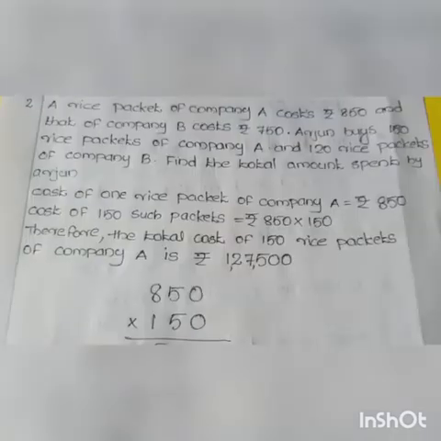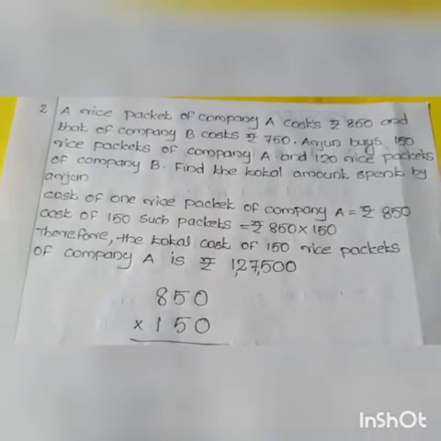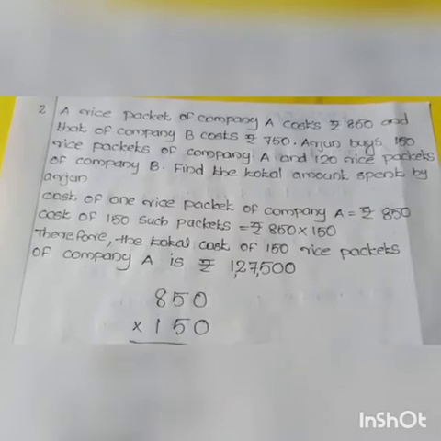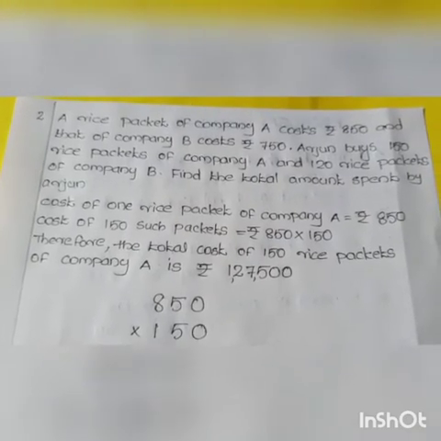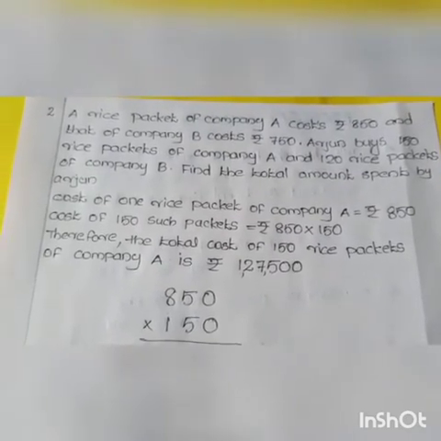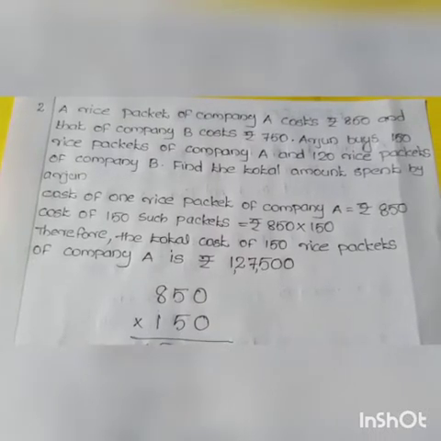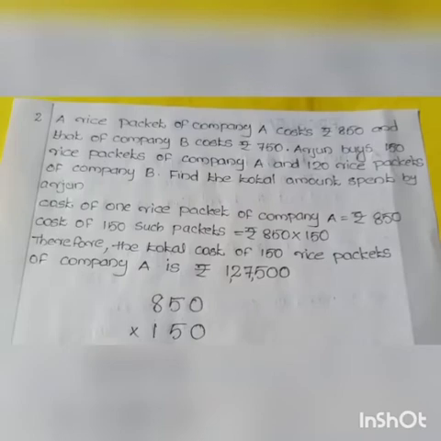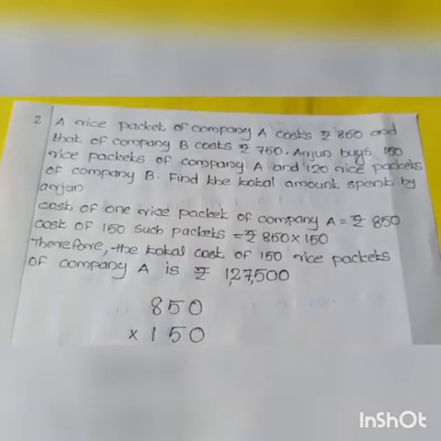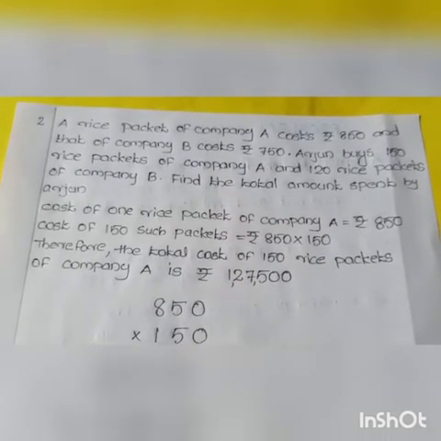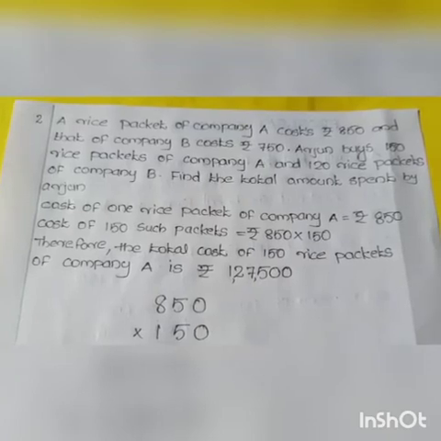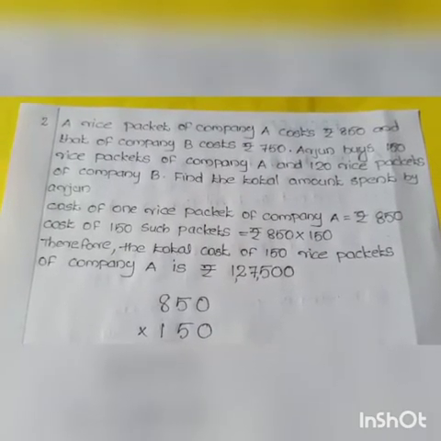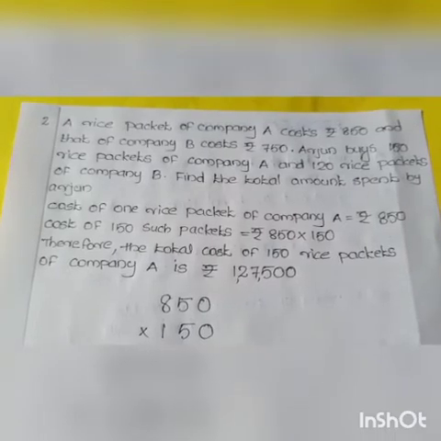We have taken another question, and the question says a rice packet of company A costs rupees 815 and that of company B costs rupees 750. Arjun buys 150 rice packets of company A and 120 rice packets of company B. Find the total amount spent by Arjun.